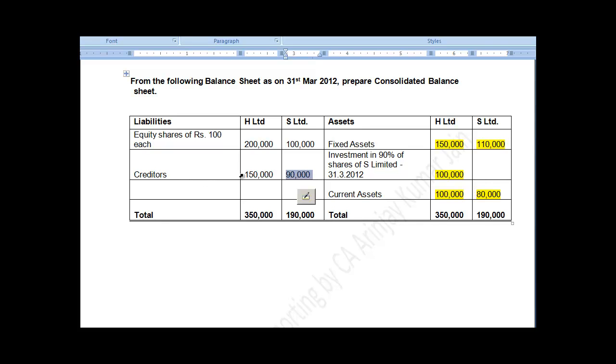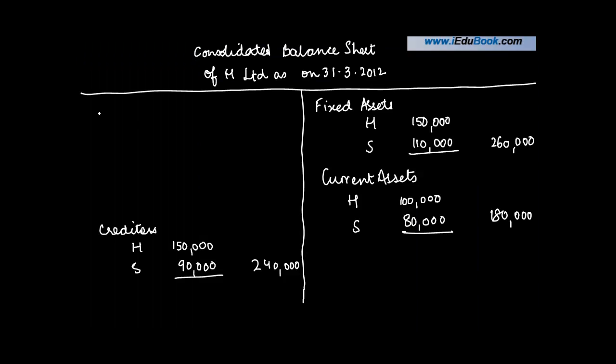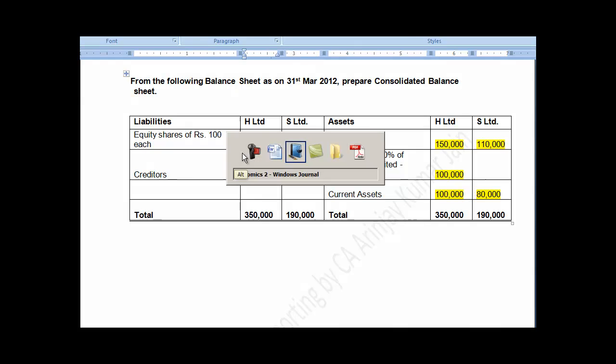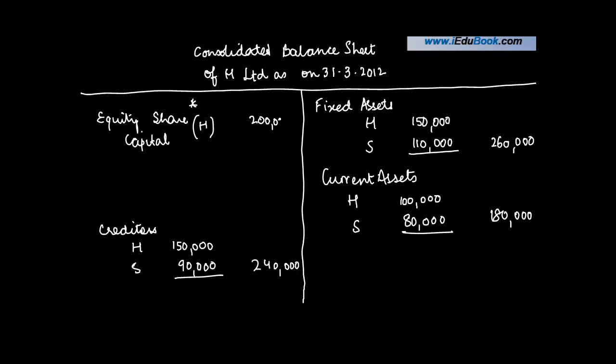The last item and the most crucial one also. Equity shares of rupees 100 each. So equity share capital is of two companies, H Limited and S Limited. When we prepare this balance sheet, whose balance sheet are we preparing? We are preparing the balance sheet of H Limited, right? Therefore, whenever you write equity share capital, this has to be only for H Limited, and not for S Limited. I'll tell you where this capital of S Limited goes. So 2 lakh is the equity share capital of H Limited. I just put that number over here.